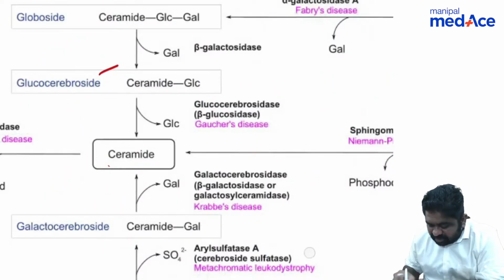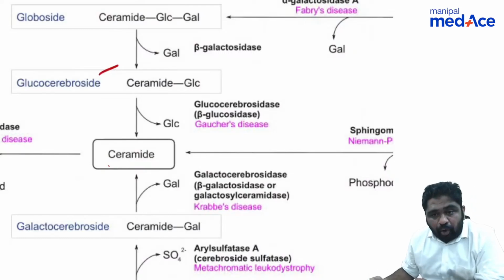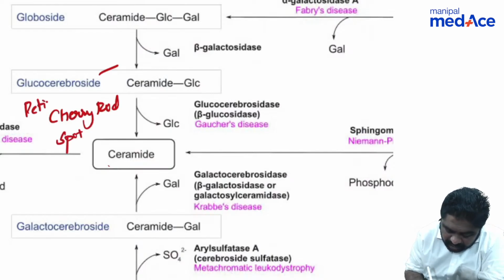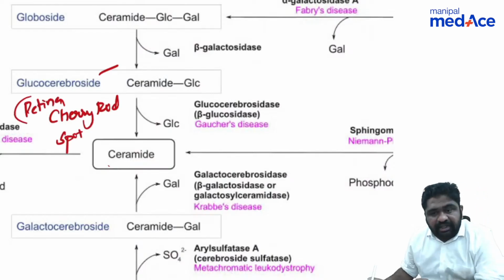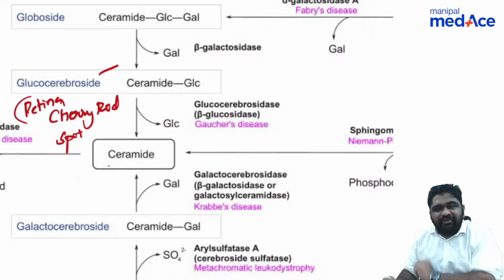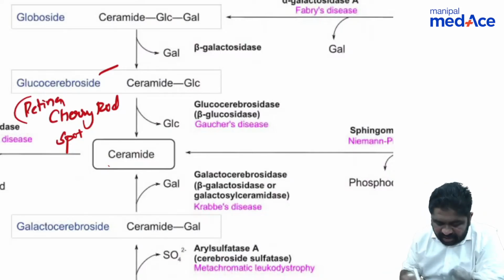Now, the same thing can accumulate in the retina also, because of which a cherry red spot can be noticed in the retina. Now, there are some MCQs. Where do you find cherry red spots and where you don't find cherry red spots?